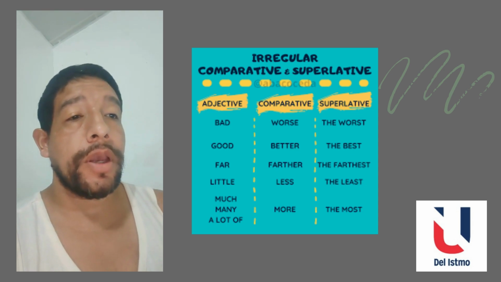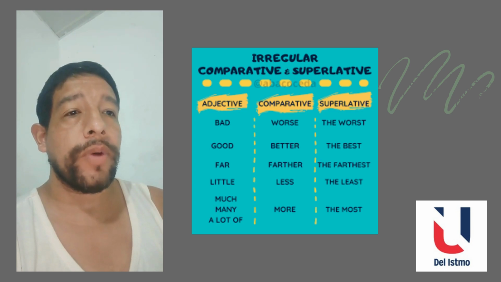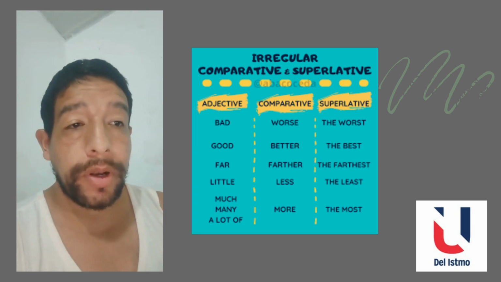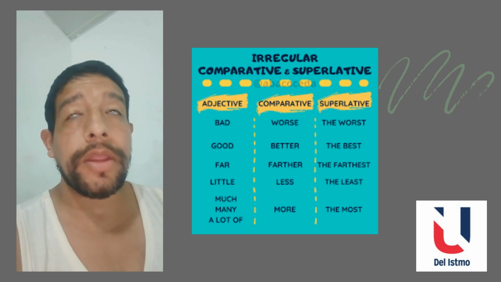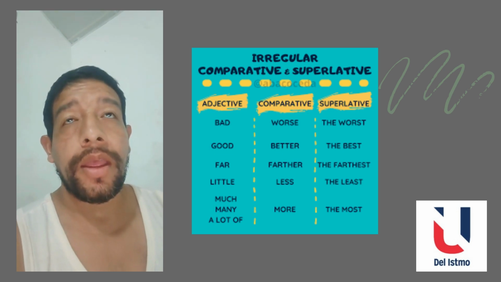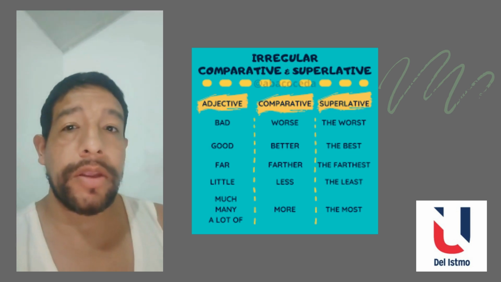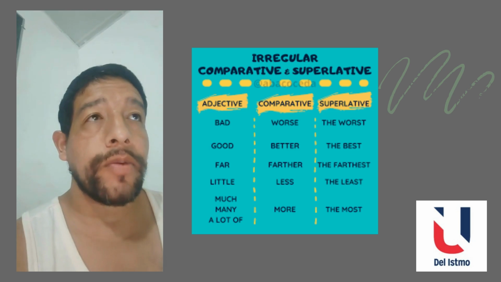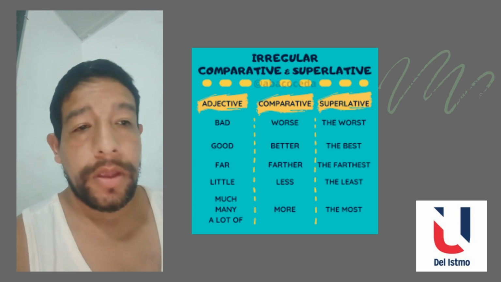About the rules, we can use them in different situations. With one syllable adjectives, we form the comparative by adding er. Example, thin, the base of basic adjectives, we can change in comparative to thinner.